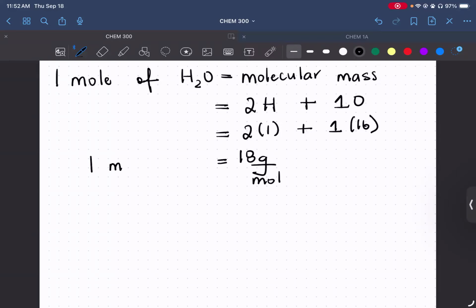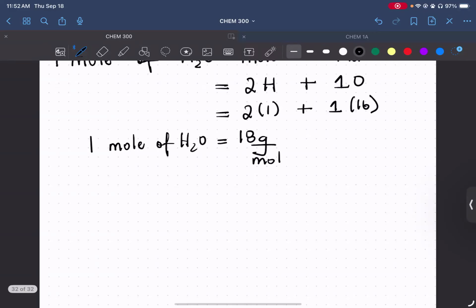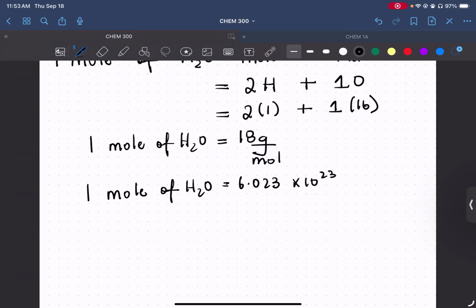That is 1 mole of water. But just 1 page ago, I also said that 1 mole of water is 6.023 times 10 to the 23 molecules of water.